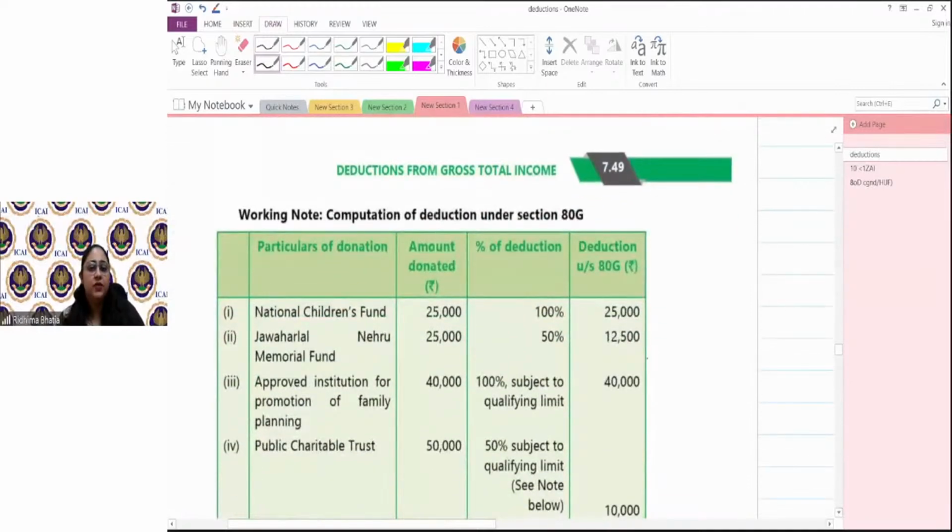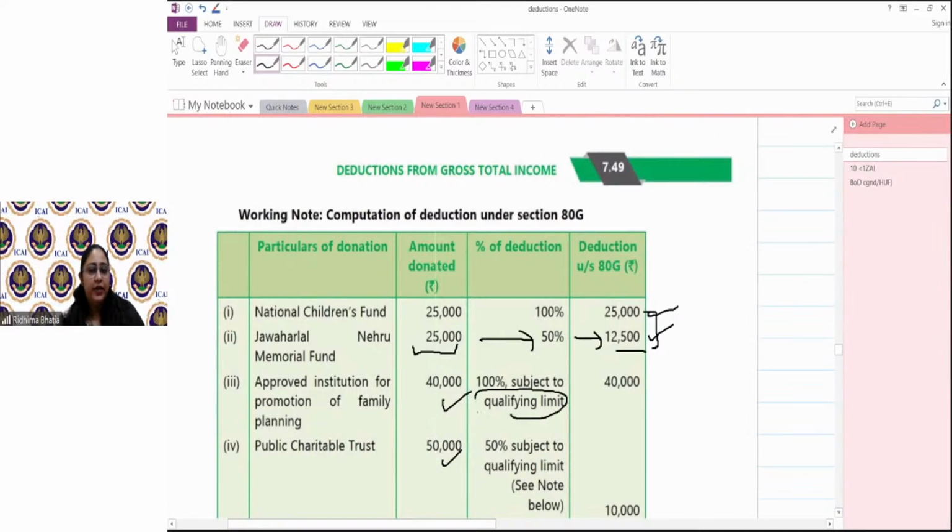सबसे पहले 25,000 completely allowed, which was for the first category, National Children Fund. Jawaharlal Nehru Fund donation was 25,000. Allowed only 50% because it comes under the second category: 12,500. Now donation of 40,000 and 50,000 are there.